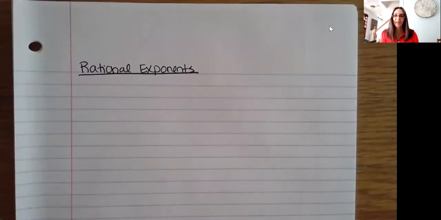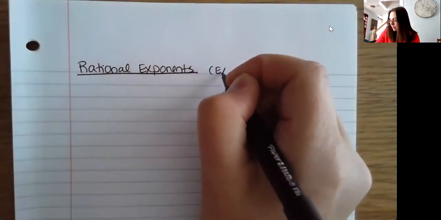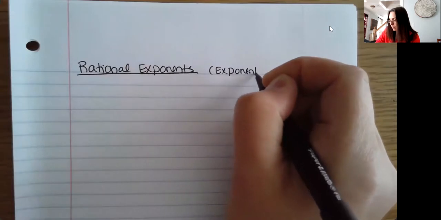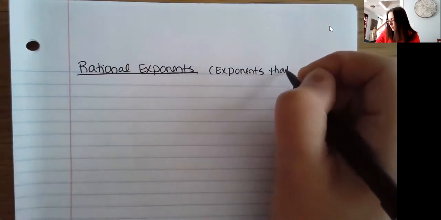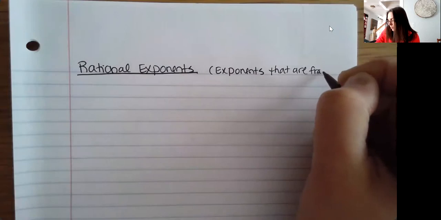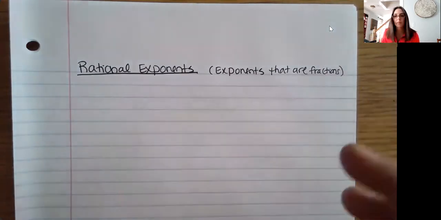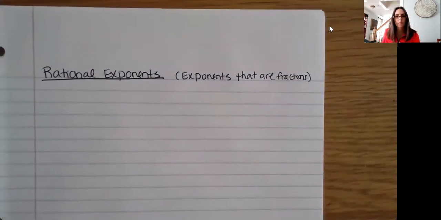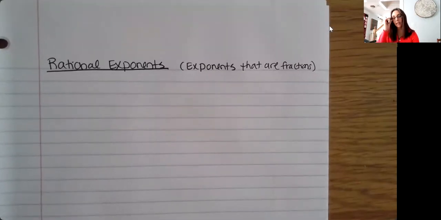Hi, everybody. In this video, we're going to talk about rational exponents. So these are exponents that are ratios or fractions. And actually, exponents that are fractions are directly related to roots. So that's kind of why all of this goes together if you're watching the previous videos here. So these are just another way to write roots.